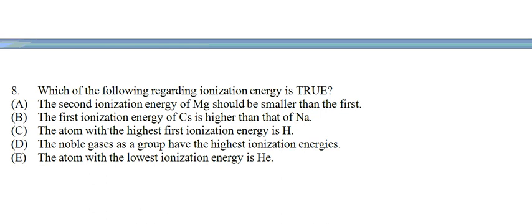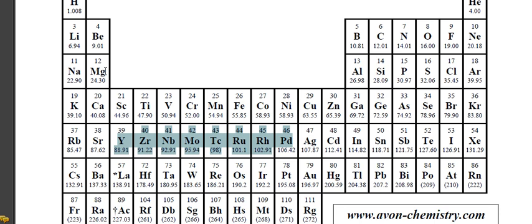Alright, number 8. Which of the following regarding ionization energy is true? Ionization energy is the amount of energy to remove the first electron. In other words, it's the amount of energy to make a neutral atom charged. All right. So the second ionization energy of magnesium should be smaller than the first.